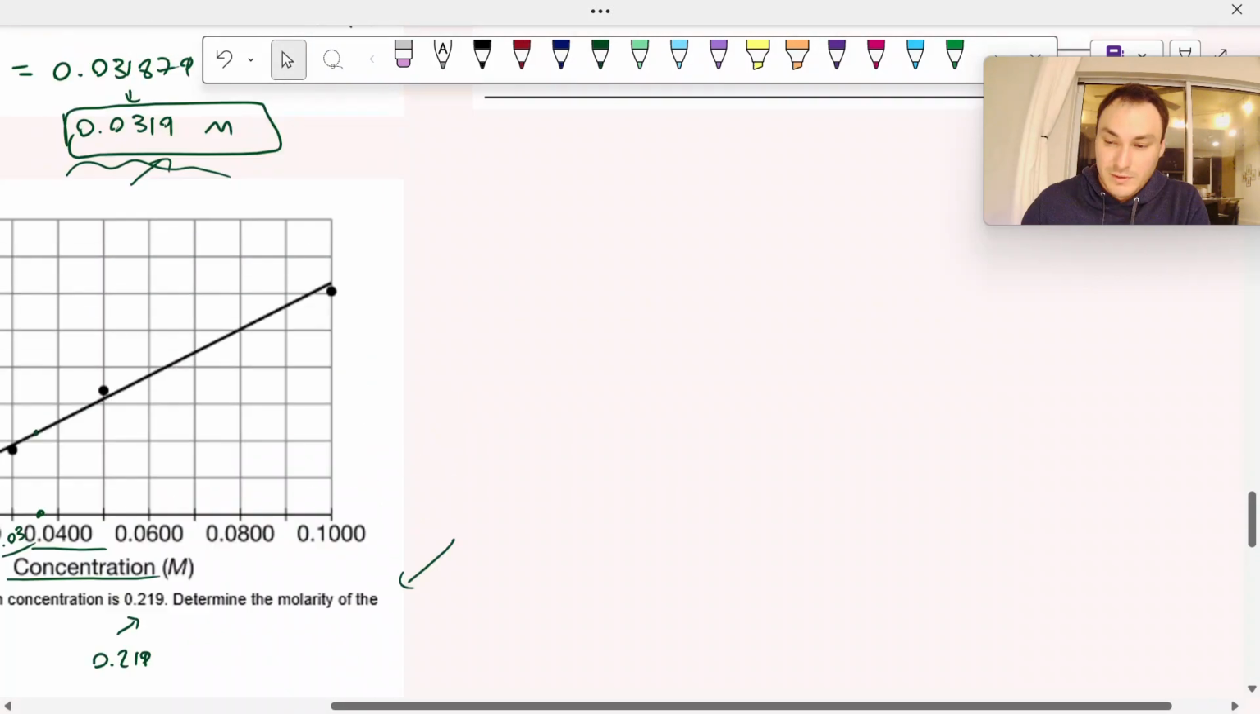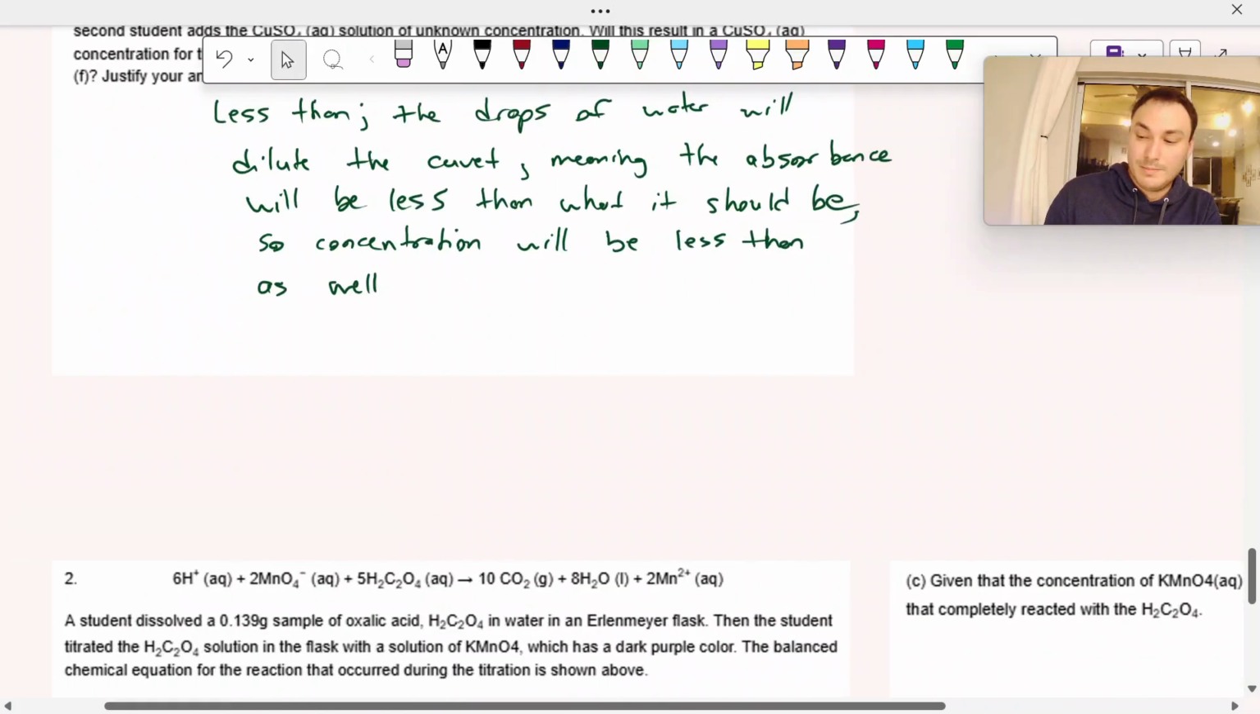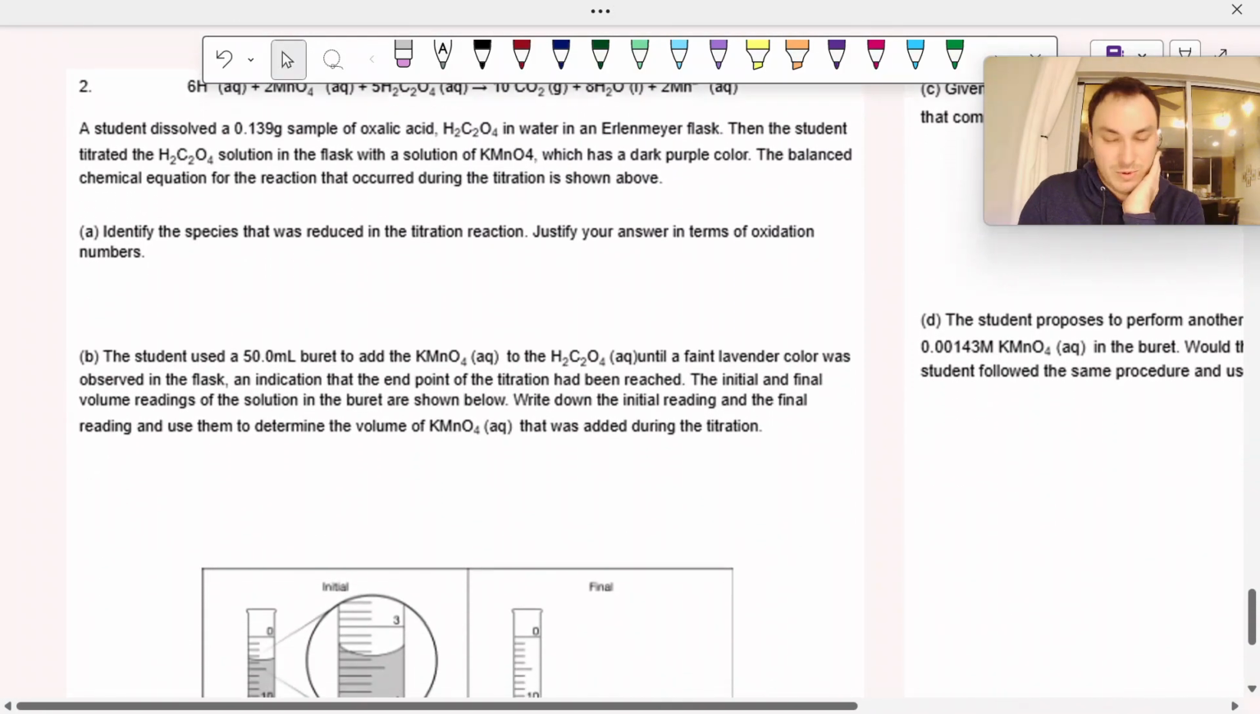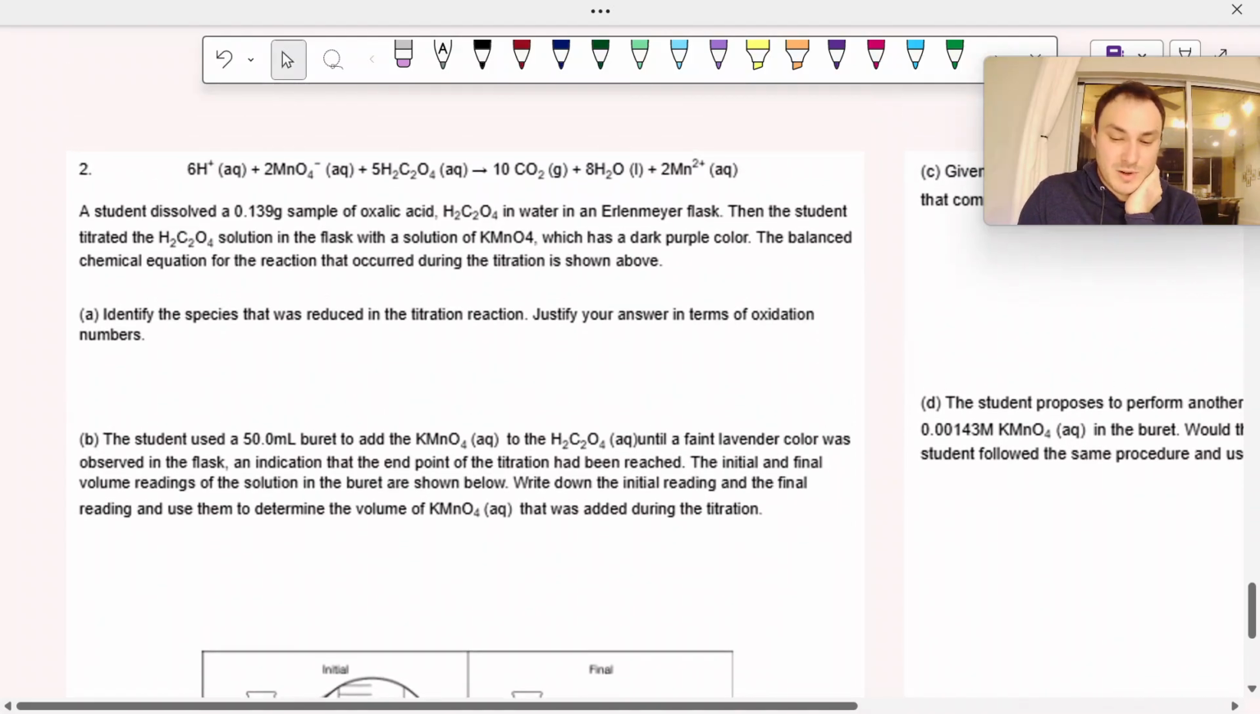All right, is that it for this FRQ? There it is. Cool. All right, let's move on to FRQ 2. Let's go through this one quick. I feel like I'm going a little slow. Identify the species that was reduced in the titration reaction. Justify your answers in terms of oxidation numbers.